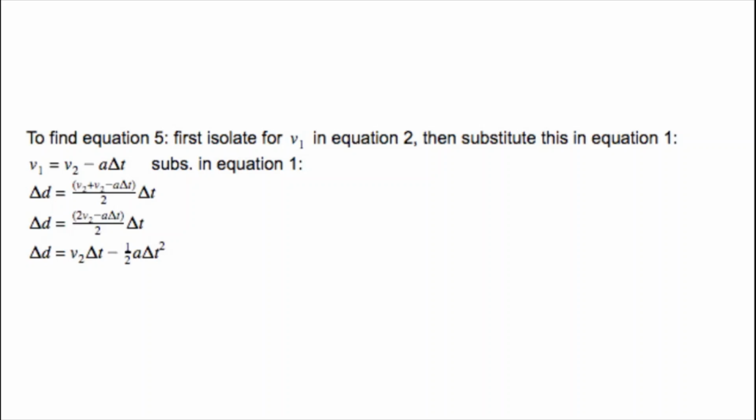To find equation 5, first isolate for v1 in equation 2. Then substitute this in equation 1. Basically, it turns out that displacement is also equal to final velocity multiplied by change in time, subtract half the acceleration multiplied by the change in time squared.